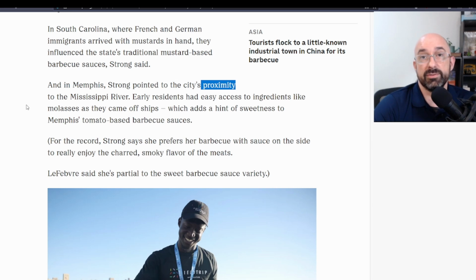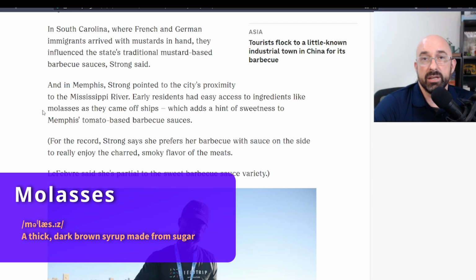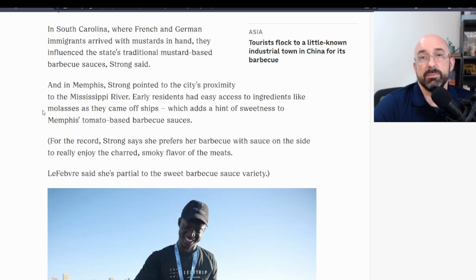So because it was very close, they could get some things on the river. They could trade with other places pretty easily. And so early residents had easy access to ingredients like molasses. So molasses is a very thick, sort of sweet type of ingredient, similar to honey. Adds a hint of sweetness to Memphis's tomato-based barbecue sauces.